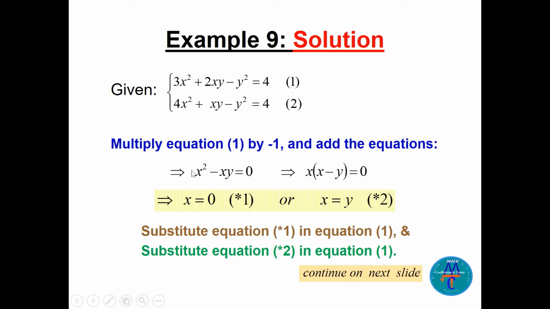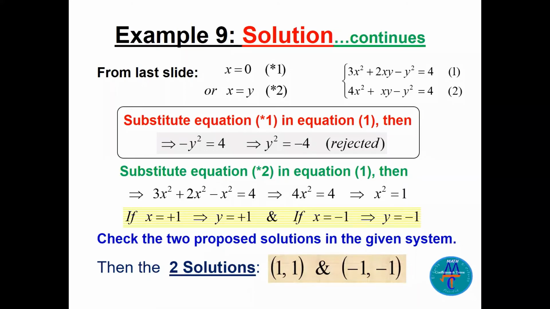Now let's factor this easy equation. X is a common factor, x times x minus y. The product is equal to 0. That means x is equal to 0 or x equals y. So I will call this star 1 because I have to use it separately, and I will call this star 2. Now substitute equation star 1, which is x equals 0, in equation 1, and we will see what will happen. Then we substitute equation star 2 in equation 1, and we will see what will happen.